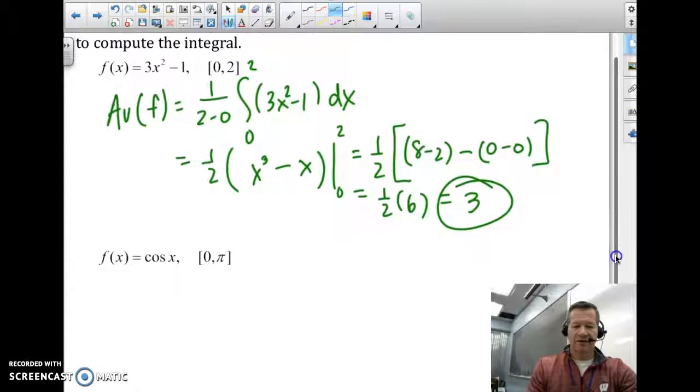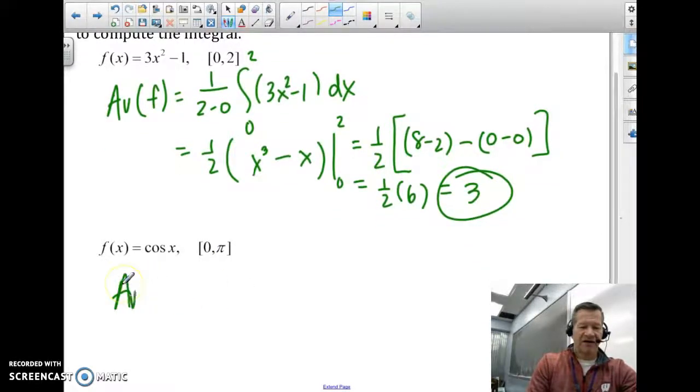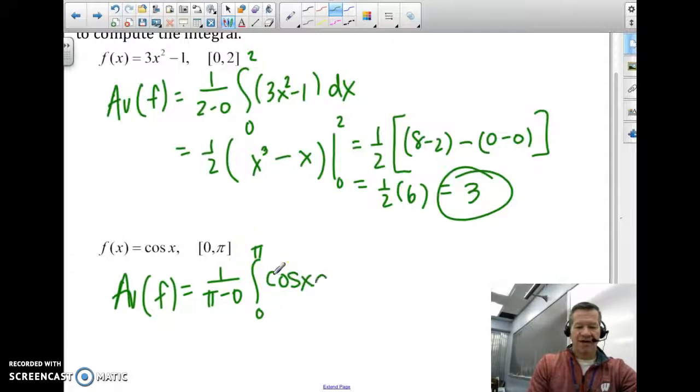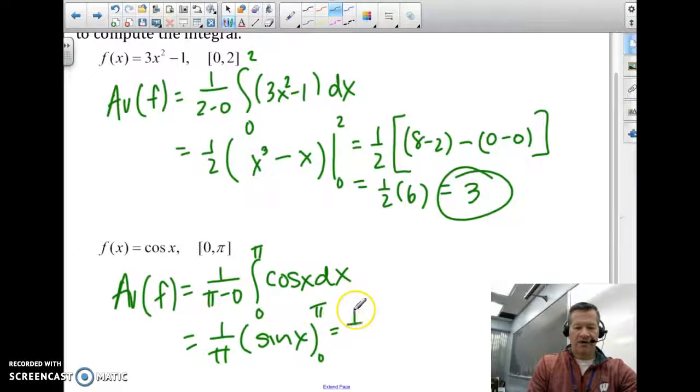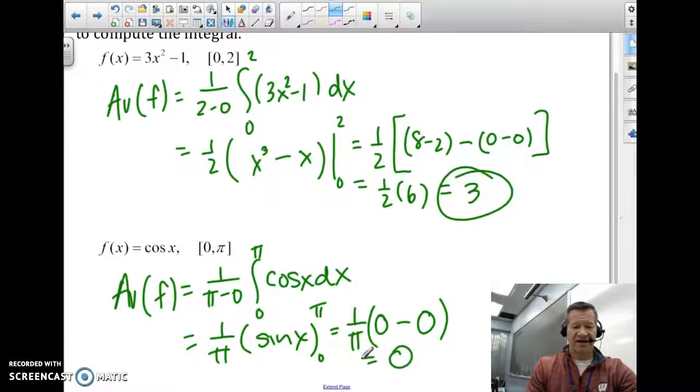One last problem here, cosine x. The average value of f equals 1 over pi minus 0 times the integral from 0 to pi of cosine x dx. What is the antiderivative of cosine? That would be sine. So 1 over pi times the sine of x from 0 to pi. That equals 1 over pi times the sine of pi, which is 0, minus the sine of 0, which is 0. So 1 over pi times 0, this value is 0.